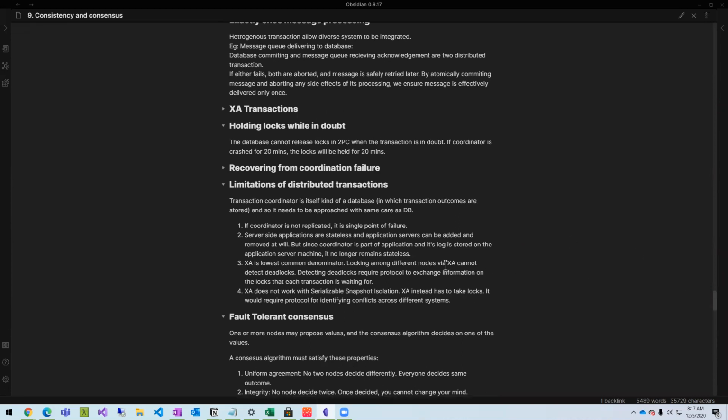Okay, we are done with distributed transactions. Now the next topic is consensus. Before we jump on to consensus, does anyone want to mention anything else?